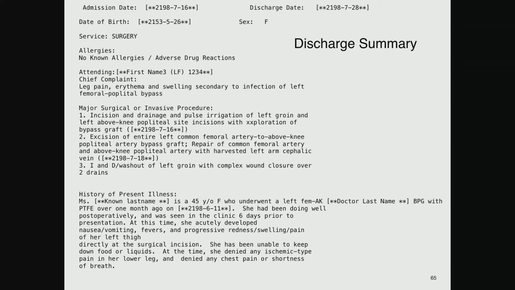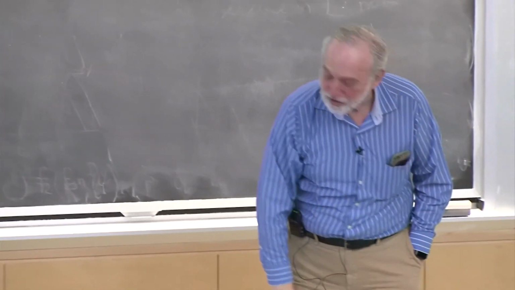She had been doing well post-operatively and was seen in the clinic 6 days prior to presentation. At this time, she acutely developed nausea, vomiting, fevers, and progressive redness, swelling, and pain of her left thigh, etc. Okay, so that's just page one of many pages.